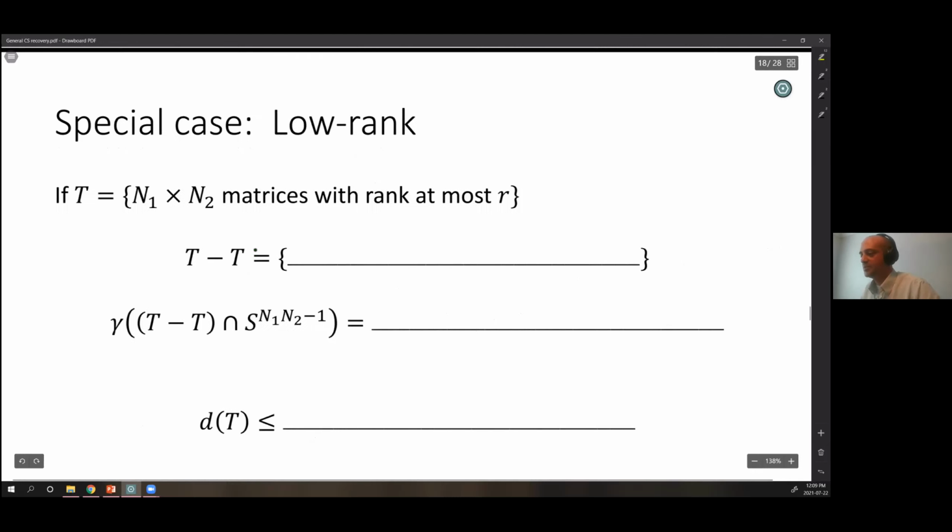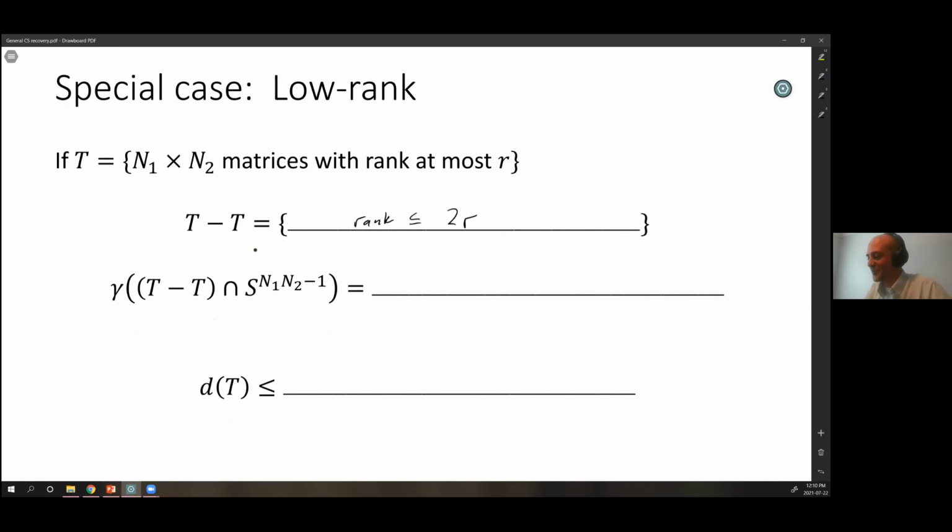One more, a little bit juicier. Low rank matrices isn't very hard to do either. So if T is N1 by N2 matrices of rank at most R, T minus T would be the same, but rank less than or equal to 2R. Now this Gaussian complexity, here we're thinking of the sphere for matrices, so Frobenius norm equal to 1. That would be the expected value of the max for X in this set, X is now a matrix, X inner product G. G is a matrix, so by inner product, trace of X transpose G.